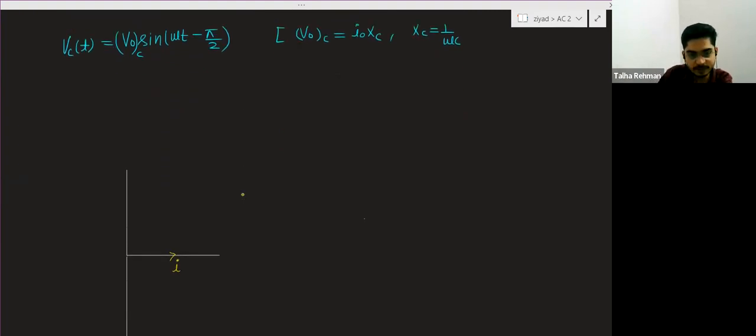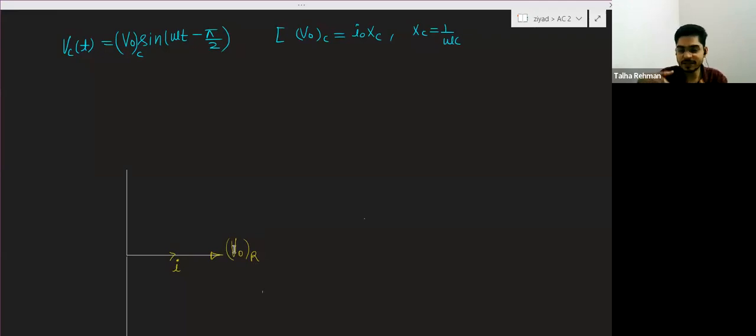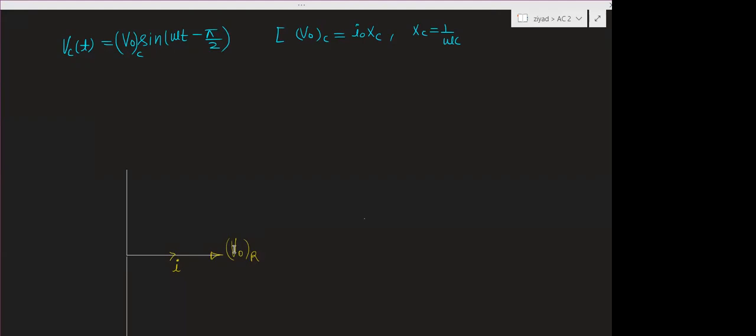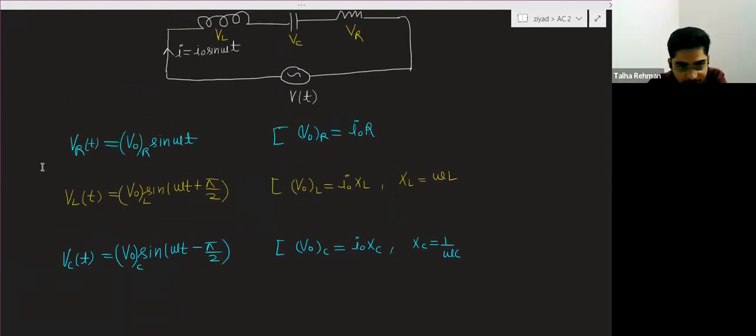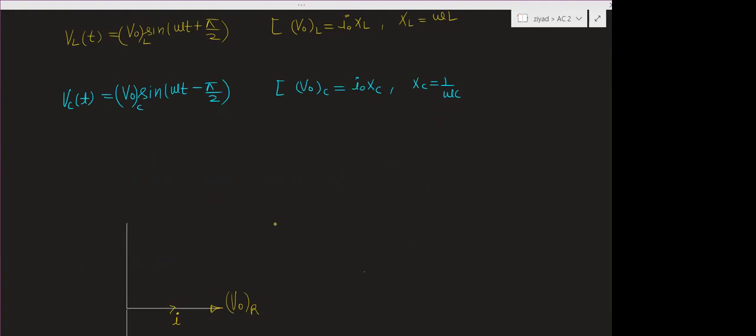So here will be our peak voltage across the resistance. Suppose this is the direction of the current, then the direction of the voltage across the resistance will be the same. Or you can say the current and the voltage are in the same phase, in case of resistance. Now for the case of the inductor, the voltage leads the current by pi by 2. So we will draw like this.